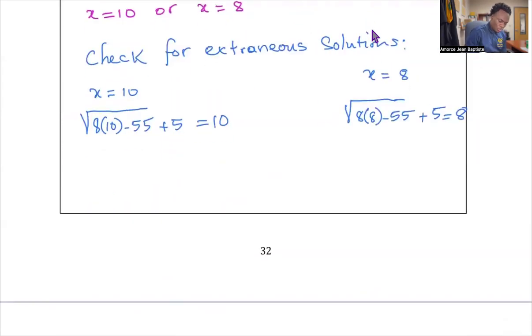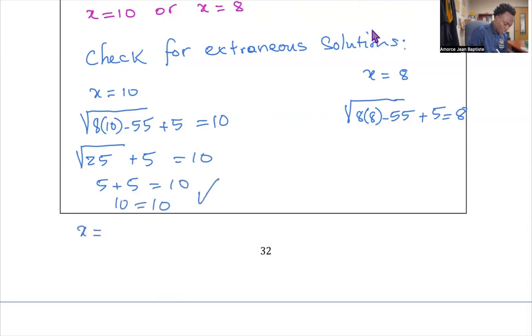Yes. So that will be square root of 80 minus 55 is 25 plus 5 equals 10. 5 plus 5 equals 10. So 10 equals 10. X equals 10 is accepted.